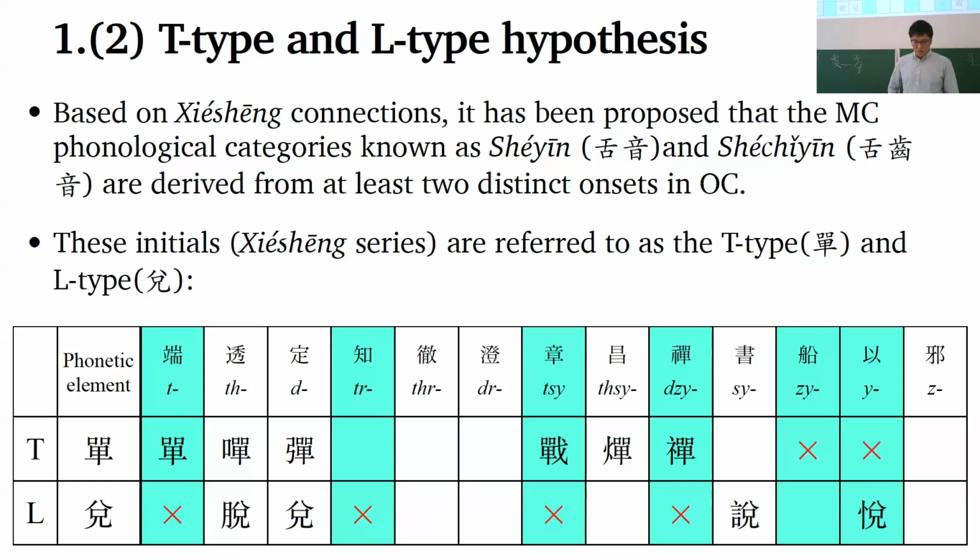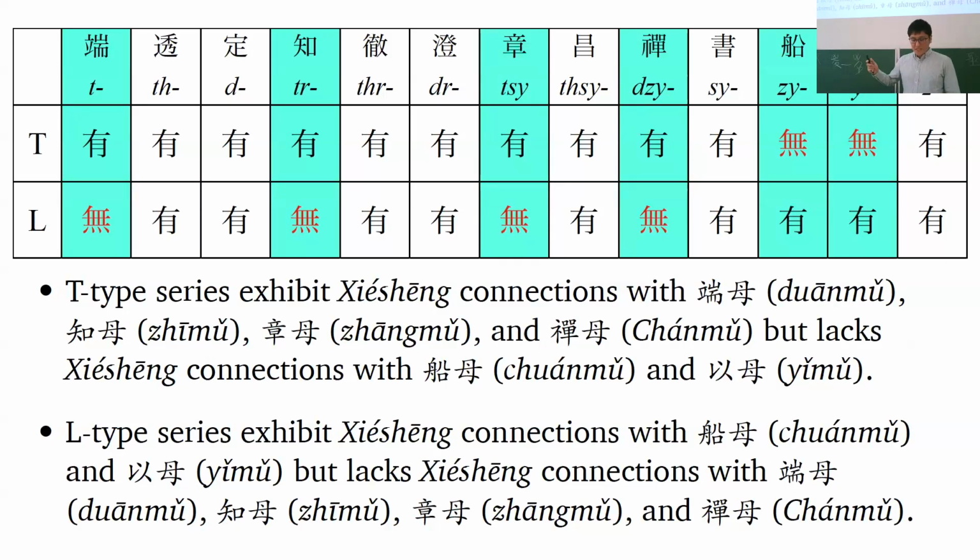So here's some examples. These initials are referred to as T-type and L-type. As you can see, the so-called T-type has association connections with Duan and T, and a Zhi letter reflects T, and Ji, Zhangmu and Changmu, but doesn't have association connections with Chuan. Whereas the L-type series doesn't have Duan, Ji, Zhang, Chan, but has association connections with Chuan and Yi. So this is the basic idea of the L-type hypothesis. I believe most scholars in Old Chinese studies agree with this idea.